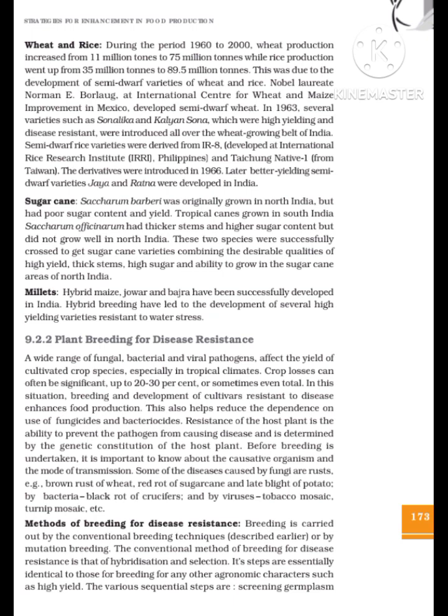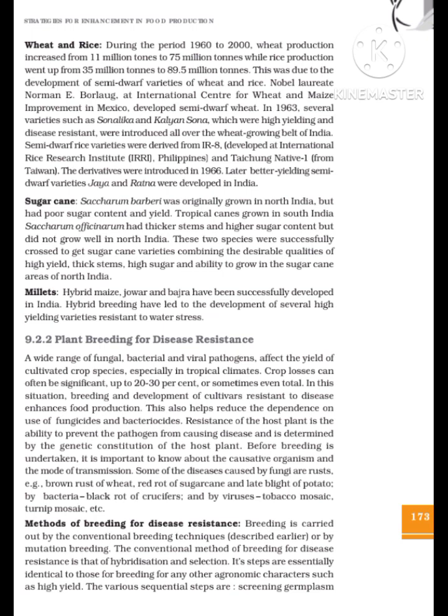9.2.2 Plant breeding for disease resistance. A wide range of fungal, bacterial, and viral pathogens affect the yield of cultivated crop species, especially in tropical climates. Crop losses can often be significant, up to 20 to 30%, or sometimes even total. In this situation, breeding and development of cultivars resistant to disease enhances food production. This also helps reduce the dependence on the use of fungicides and bactericides.